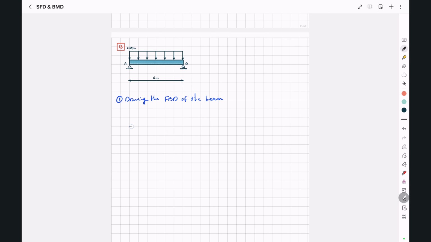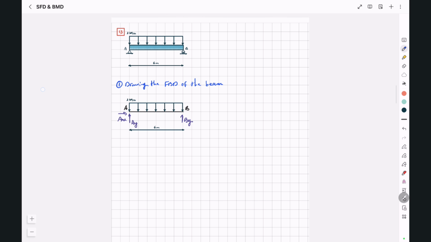So, if this is our beam, this is point A, this is point B, this is our load. We have AY, AX, BY, and the length of our beam is 6 meters. The second step is writing the equations of equilibrium and determining the support reactions.